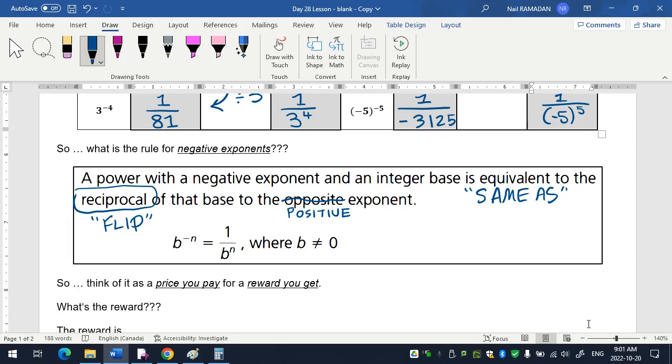Everyone, one condition though. Your B can never be what? Oops, sorry. Your base can never be. Can someone guess why? The B can be anything you want: negative, positive, decimal, whatever. But it cannot be 0.